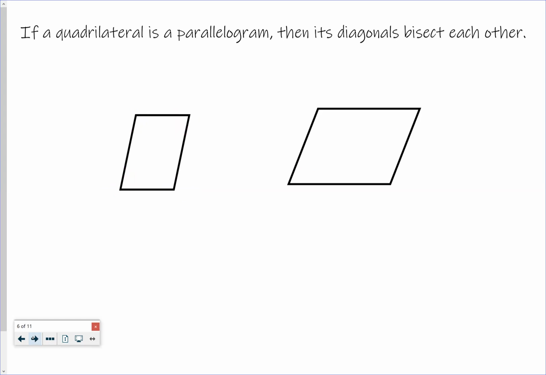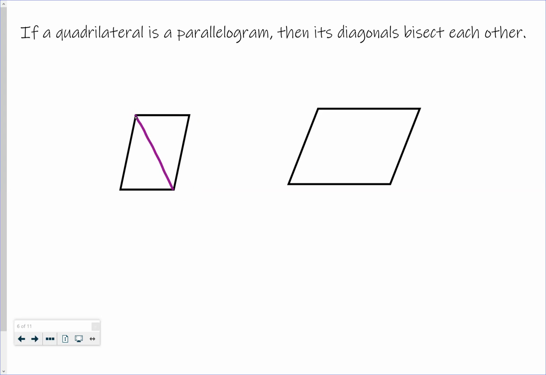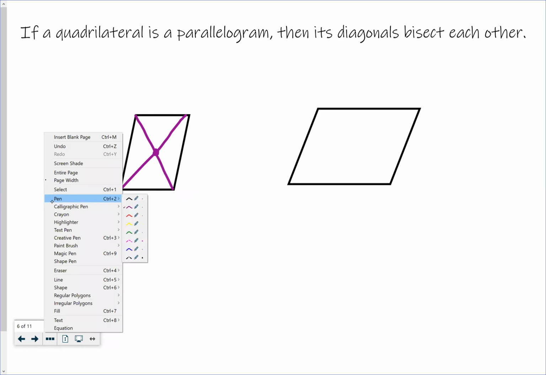All right, and then it says if a quadrilateral is a parallelogram, then its diagonals bisect each other. So one diagonal and the other one, they're going to cross in the middle. Okay, so here's this diagonal, and here's this diagonal. And you see this point in the middle? They're cutting each other into two equal pieces. So they're cutting each other in half.